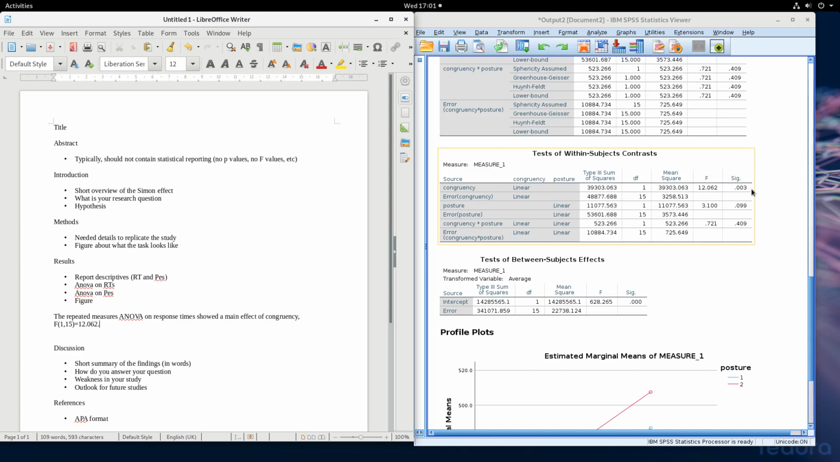Now it also calls these things contrasts. But ultimately this is a main effect, this is a main effect here, and this is an interaction. Note here that I carefully make this F italic. This is very important. And then I also need to give the p-value, p equals 0.003. Note that I make that p-value italic. It's very important.